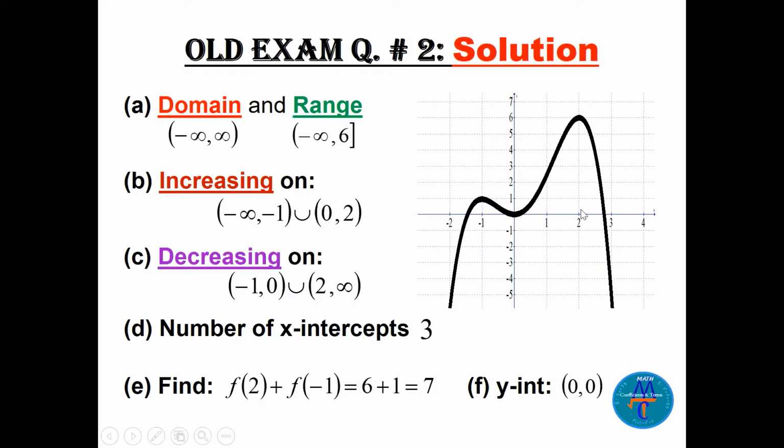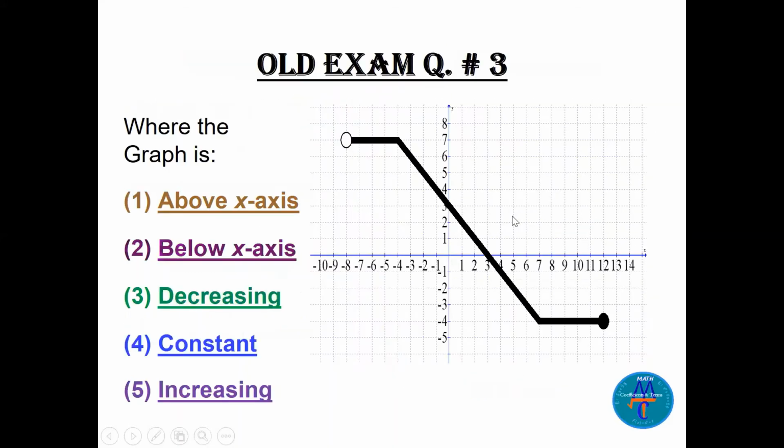F of 2: I go to the function here, 2 on the x, and I go up, it will be 6 there. So f of 2 is 6. F of minus 1: minus 1, go up to the graph, it will be 1 there. So 6 plus 1 is 7. The y-intercept is only 0, 0.